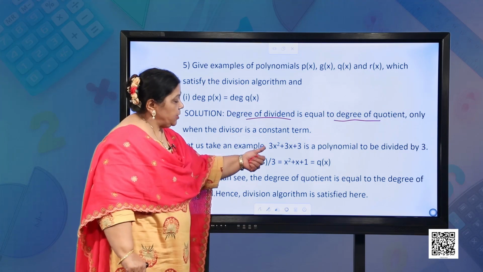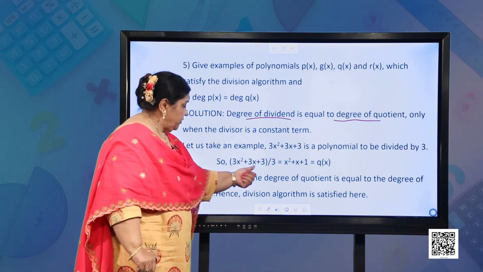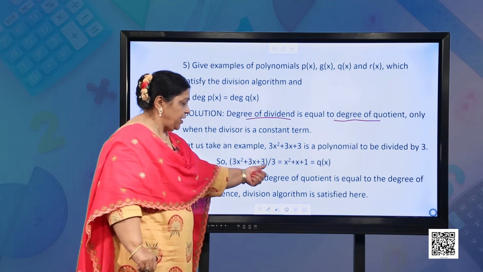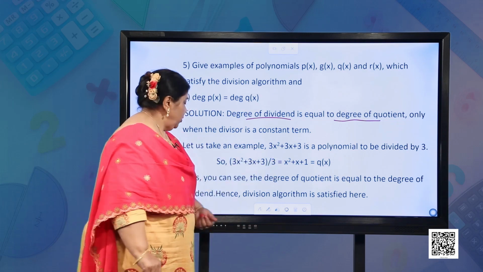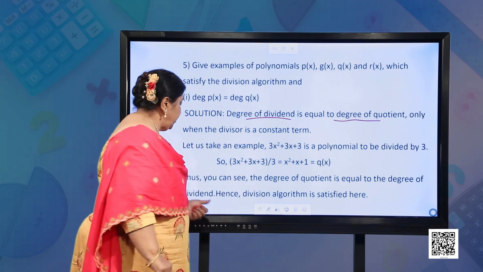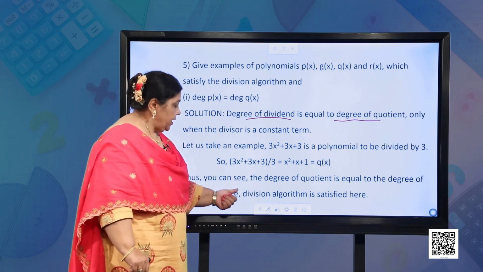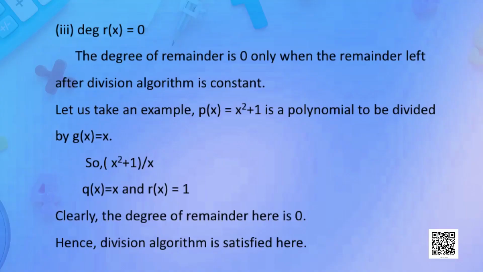3x square plus 3x plus 3 is a polynomial to be divided by 3. What do we observe? 3x square plus 3x plus 3, if I divide by 3, I will get x square plus x plus 1, that is equal to q of x. Thus, you can see that degree of quotient is equal to degree of dividend. Hence, the division algorithm is satisfied here. Let us look into the next part.